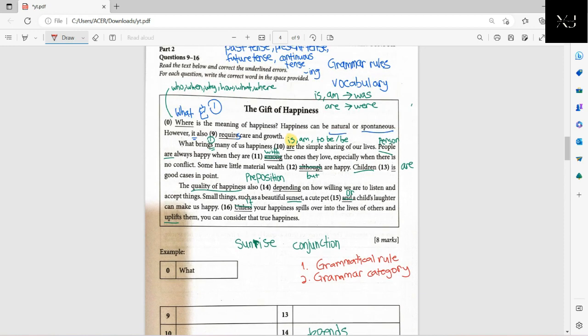Okay, so let's continue. Happiness can be natural or spontaneous. Natural is something that is done naturally without you having to remind or force yourself to do it. Spontaneous is something that, again, you just feel like doing suddenly on the spot. It's spontaneous. There's no planning ahead. However, it also requires care and growth. So this one is basically our grammar rules.